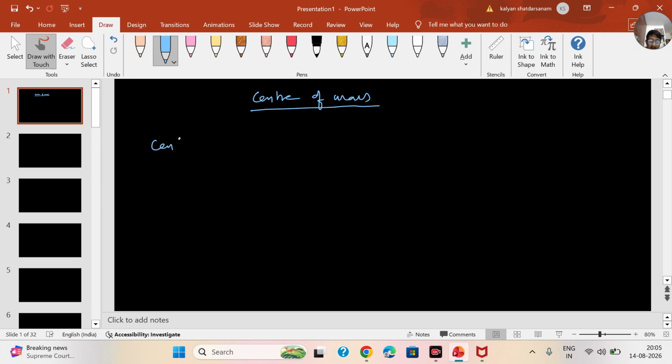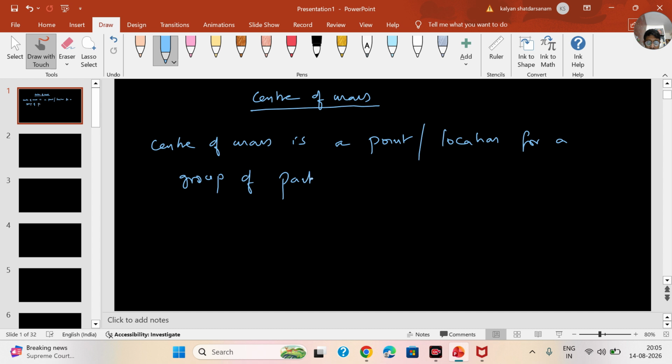Center of mass is a point, or I can say location, for a group of particles or for a body.